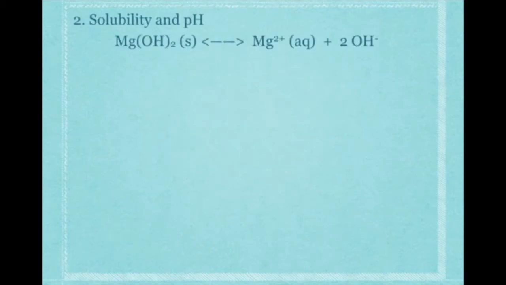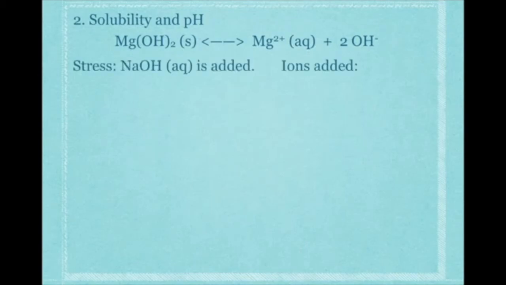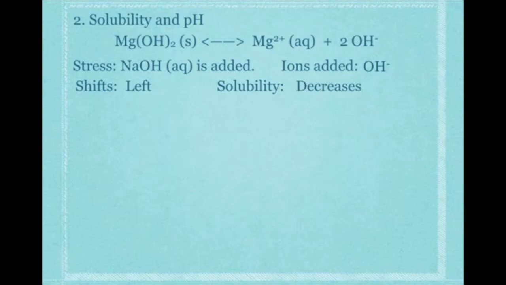Okay? So if we look at, for example, magnesium hydroxide dissociating into its ions, if I were to add sodium hydroxide, in your mind you should be thinking, well, hydroxide is the ion that, this is basically a common ion effect problem. Hydroxide is what's being added, and so that's going to cause the hydroxide ions in my products to increase, which means I'm going to shift to the left. All right? If I shift to the left, that means that the solubility of magnesium hydroxide is going to decrease.